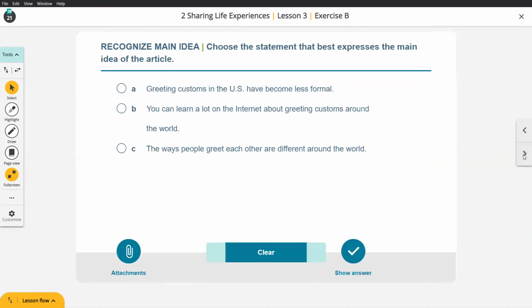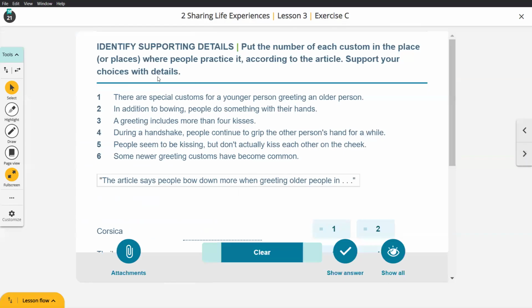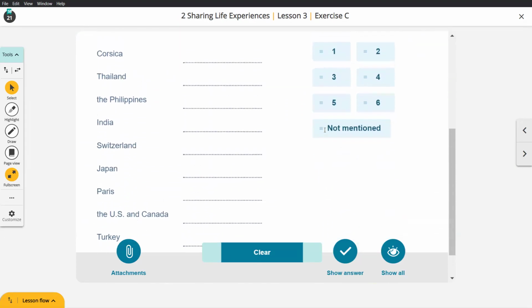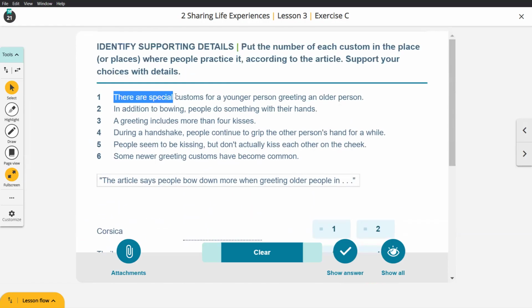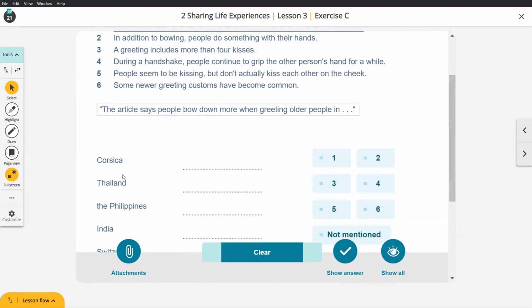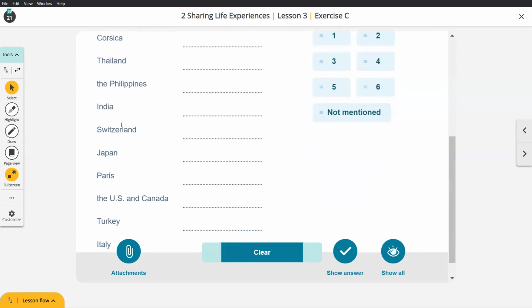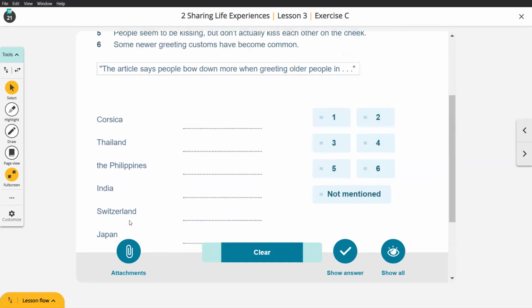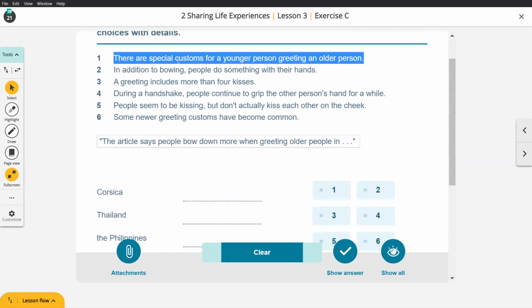Okay, so let's see in this case. Number 1 says, there are special customs for a younger person greeting an older person. Which one mentioned that? Corsica, Thailand, Philippines, India, Switzerland, Japan, Paris, the USA or Canada, Turkey or Italy? Which one? A special custom for a younger person greeting an older person.